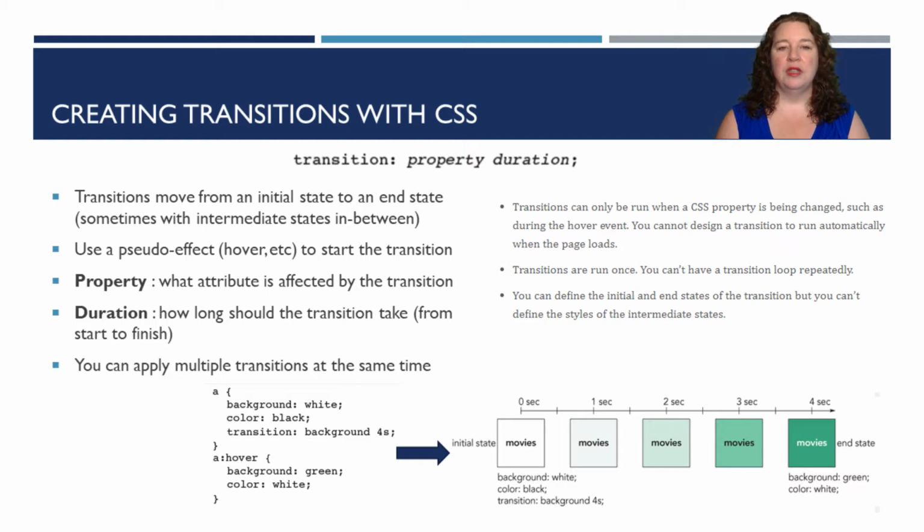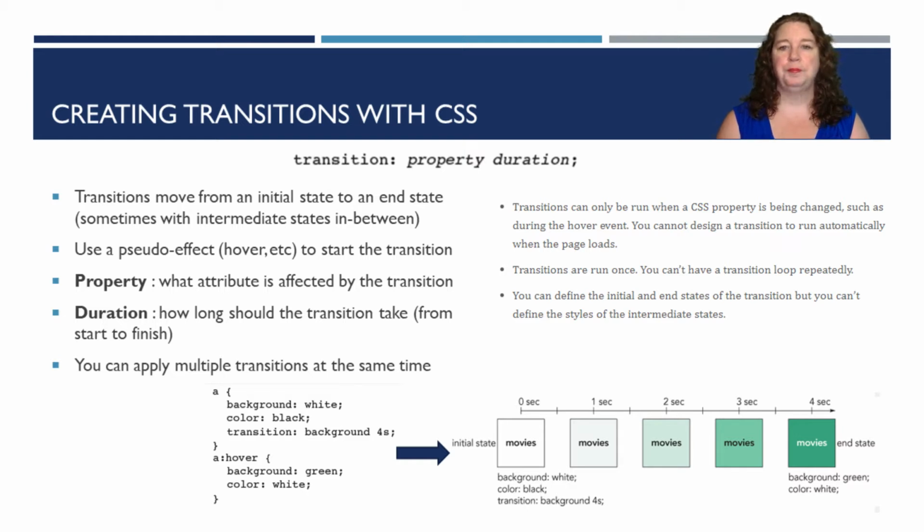So if I have, in the example here, a link and the background is white, color is black, and the transition is a background over 4 seconds. When I hover over it, the background wants to turn to green and the color wants to change to white. So it is going to change the background over 4 seconds. And at the end of the 4 seconds, the color will then flip to white, because we have not transitioned the color and the background. You can apply them both at the same time. I could say transition color, comma, background, and put in the 4 seconds.